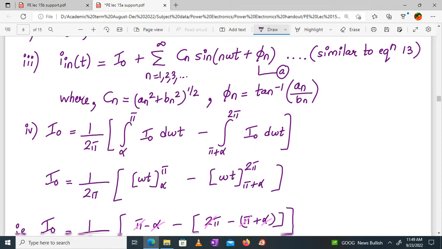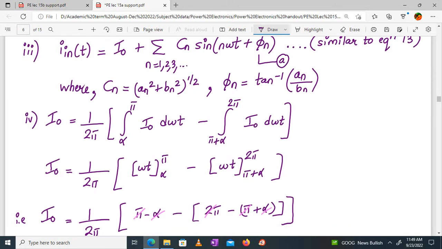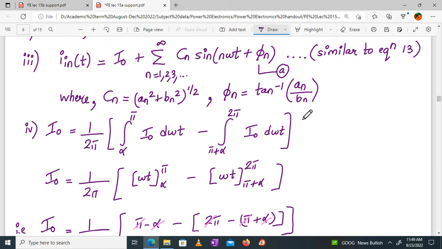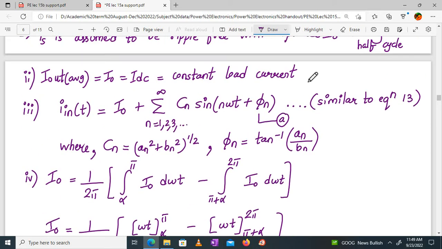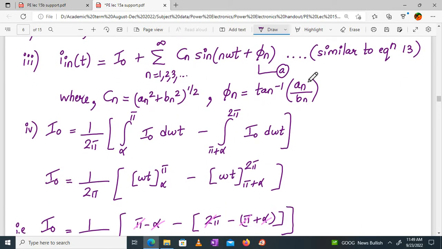Written? Now listen, don't write anything now. Next. Now we told you earlier V0 was 0. Now here why I0 is 0 we will prove now. So 1 upon 2 pi. Now what is the assumption over here? What is the assumption? Constant load current. What do you mean by constant load current?